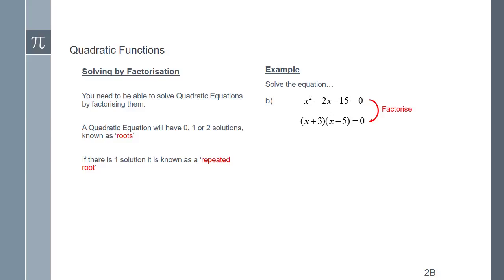Again here we have the idea that we got the product of two things being equal to 0, so that must mean that one of them must be 0. So either x plus 3 is 0 or x minus 5 is 0 for the actual answer to be 0. If x plus 3 is 0, then x must be minus 3. Or if x minus 5 is 0, then x must be 5. So the two solutions are minus 3 and 5.